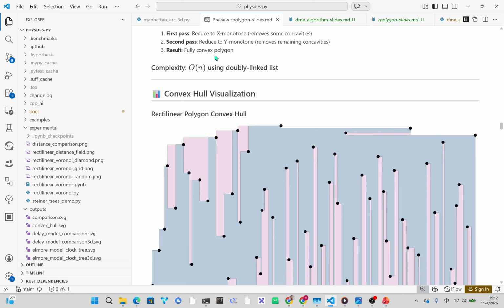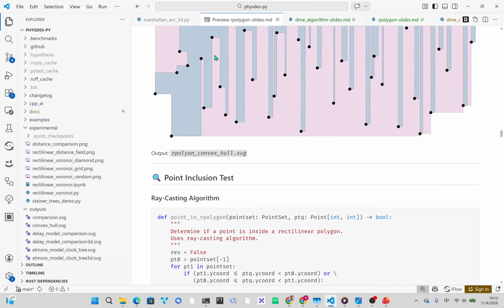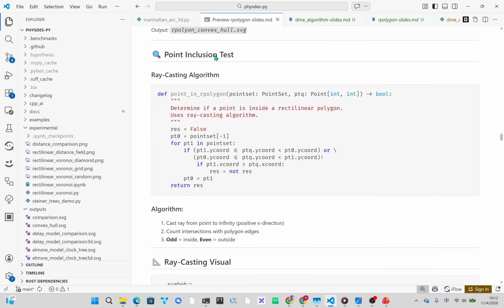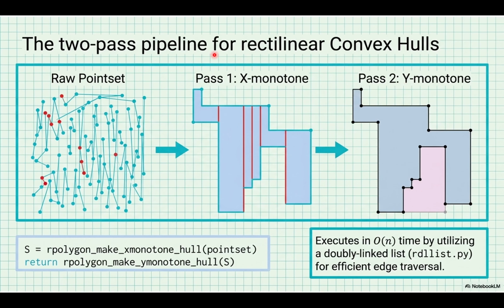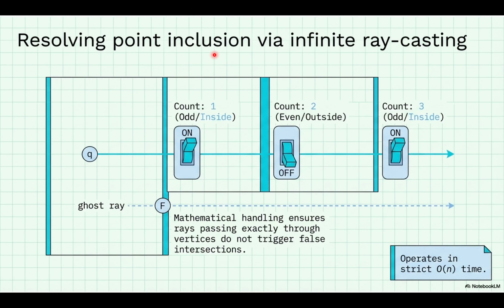Point inclusion, yeah. This is critical for verification. Because this is how the computer verifies if a specific transistor, or via, is sitting safely inside a valid region, or if it has been accidentally placed outside in a forbidden zone. Right. And to test a single point, the software mathematically casts an infinite straight ray. It originates from that exact coordinate, and it shoots out horizontally in the positive x direction toward infinity.